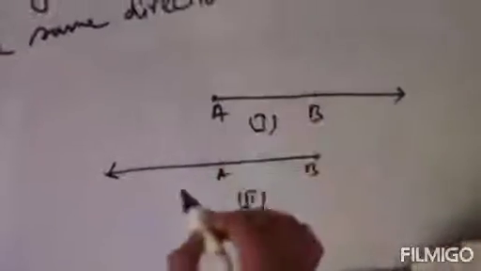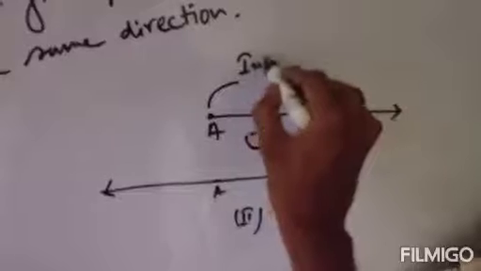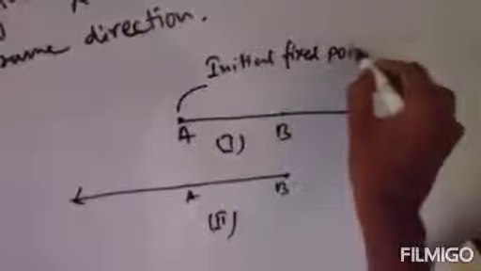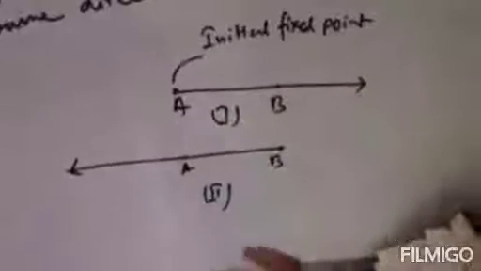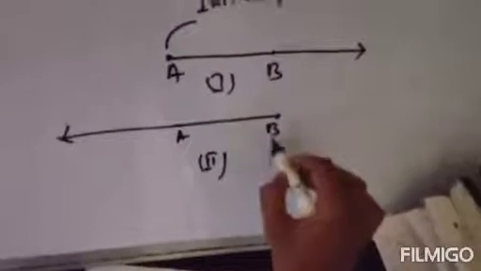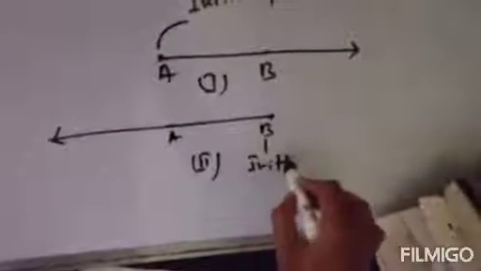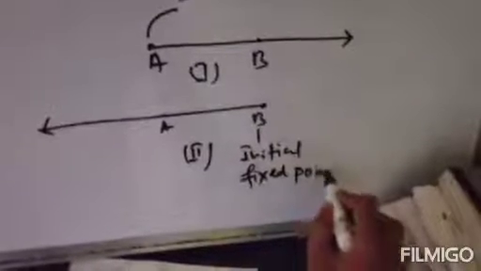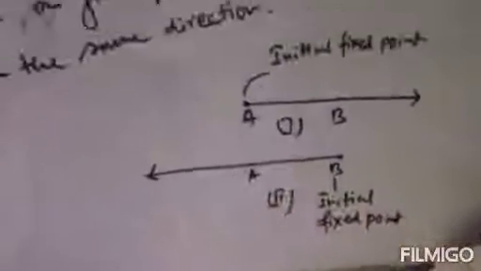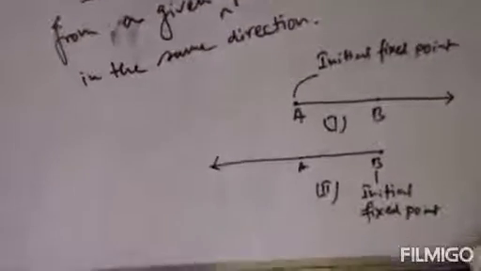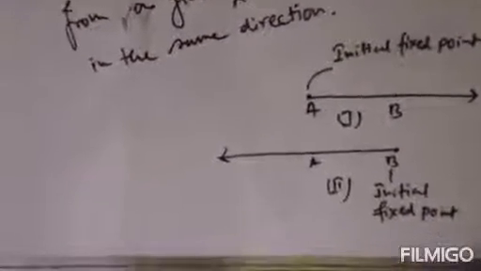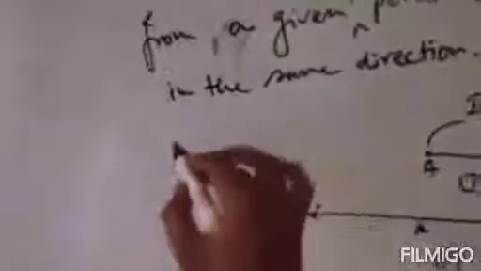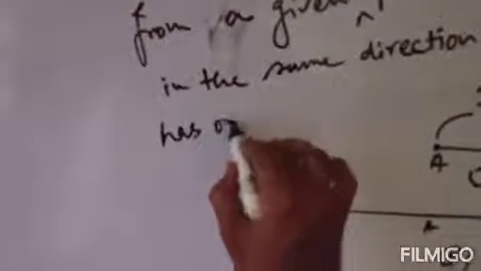So in diagram 1, A is actually the initial fixed point, and you have extended the point B. In case of diagram 2, B is actually the initial fixed point because you have extended the point A. So that is the ray. In case of ray, they have only one fixed point. That is the initial point. The fixed point is actually the initial point. So in case of ray, it has only one fixed point.